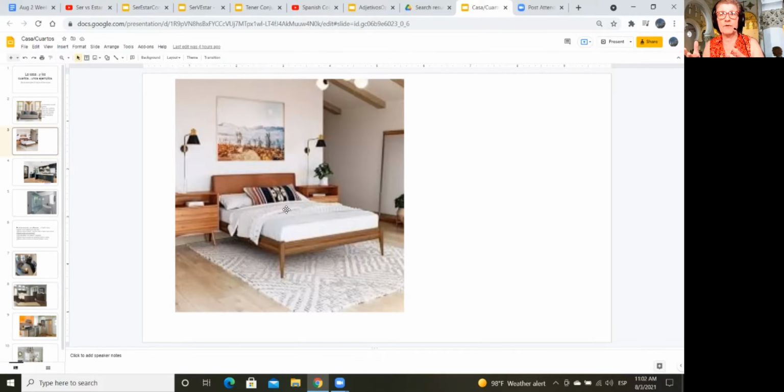So we're going to use tengo or forms of tener. And now I'm going to talk about what the house has. La casa tiene. The house has. And I'm going to mention the rooms. La casa tiene una sala. La casa tiene un comedor. Rooms in the house. La casa tiene una cocina. La casa tiene cuatro habitaciones, four bedrooms. La casa tiene tres baños. The house has three bathrooms. Bien. So I want you to talk about how many rooms are in your house.